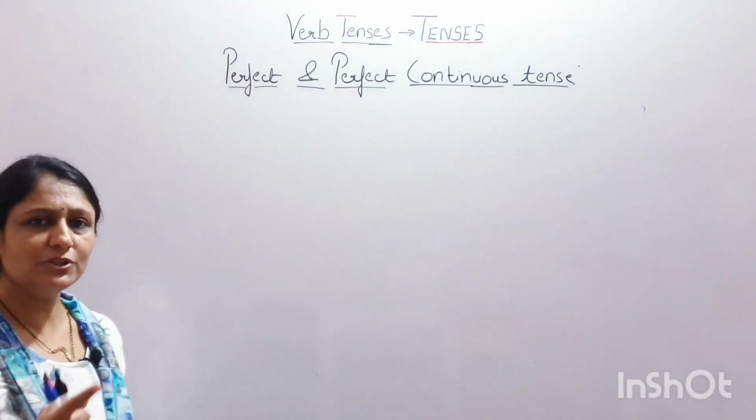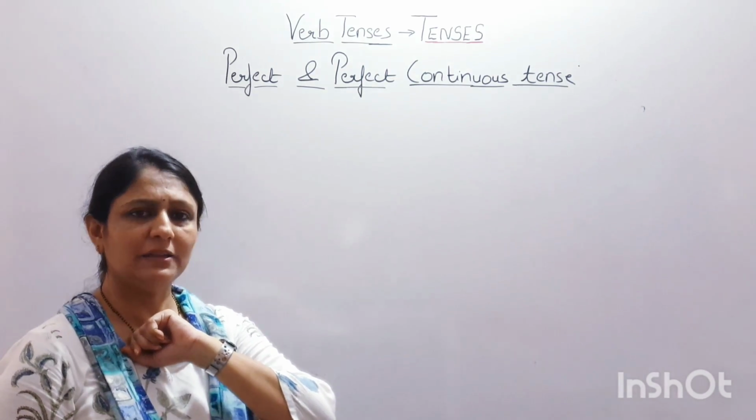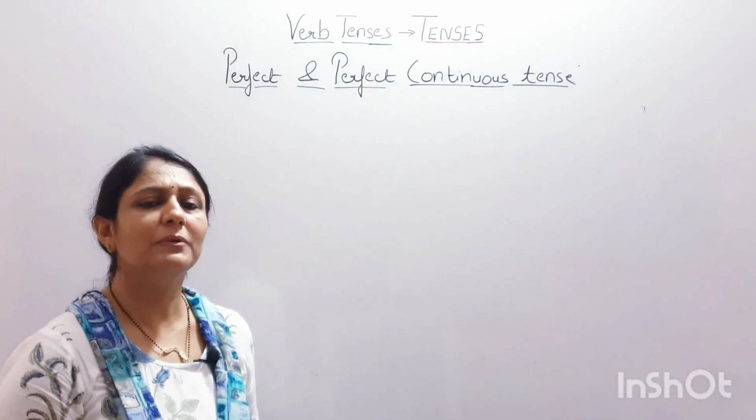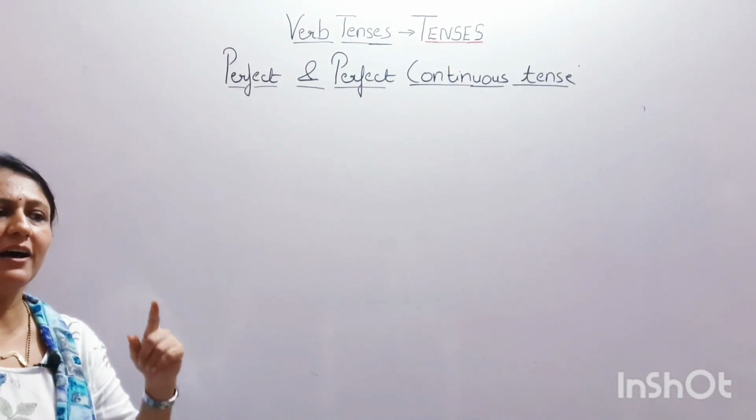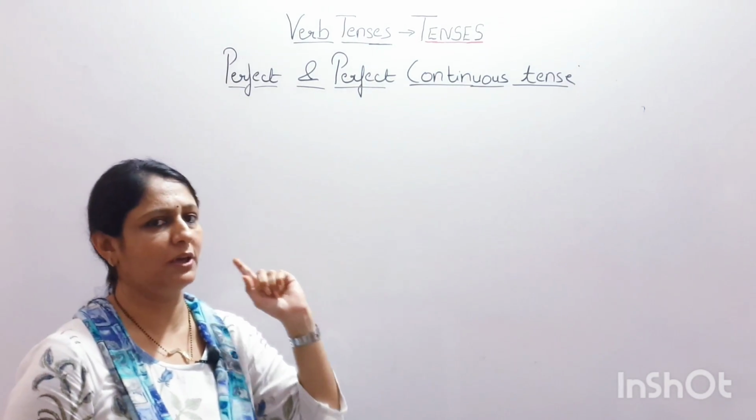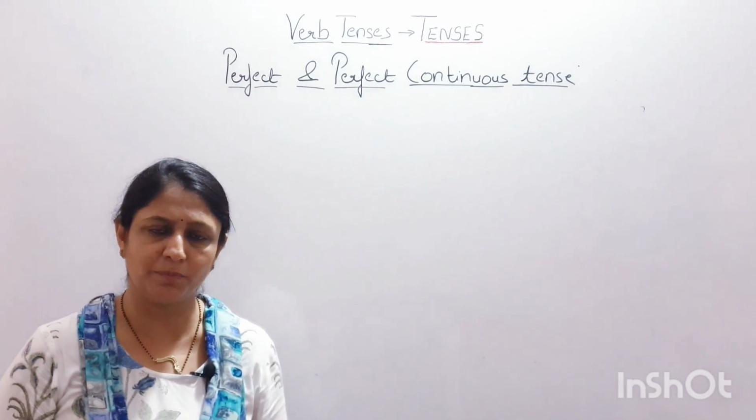Okay, I also gave you another example. I dash the Taj Mahal. In bracket you have the verb see. What will be your answer over there? The answer will be I have seen the Taj Mahal. Why? Because here it is a sentence of present perfect tense.